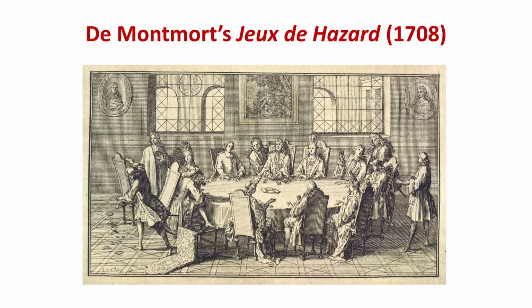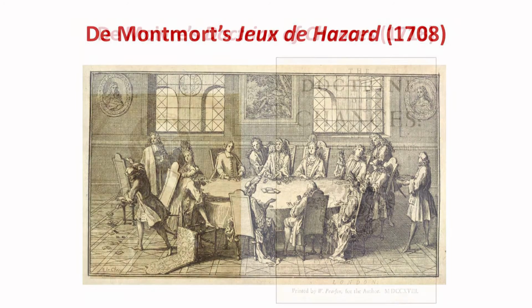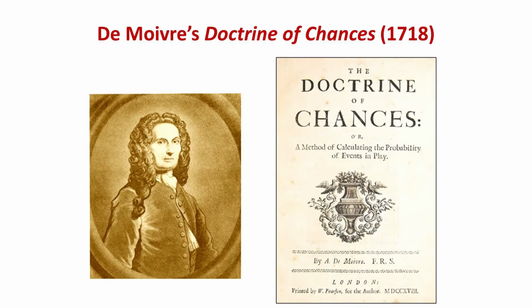So I said he was the one, remember, who named the arithmetical triangle after Pascal. And such discussions of dice games also appeared in Abraham de Moivre's 1718 Doctrine of Chances, a method of calculating the probability of events in play. De Moivre's book, incidentally, presented a discussion of a problem in combinatorics called the derangement problem.